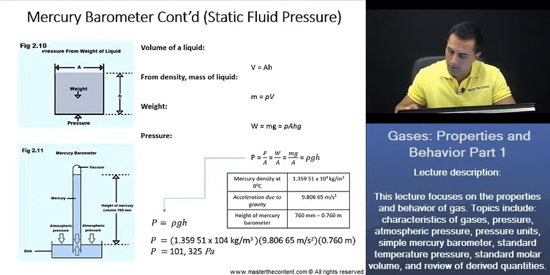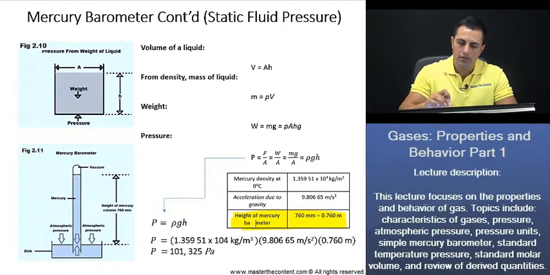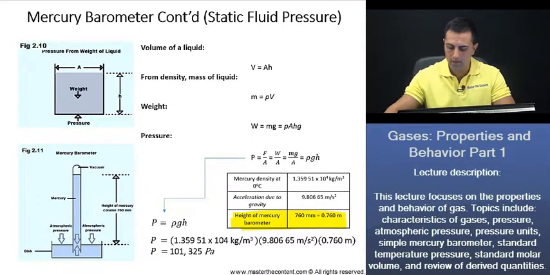Wonderful, and we left off right here with the height of the mercury barometer. We had found that to be 760 millimeters, or we could say 0.760 meters. To find the pressure exerted by the mercury column, we could use the following equation. All we would need is the density times the acceleration due to gravity and the height of the mercury barometer, and we have all three values here. Before we take a look at the answer, let's take a few steps back and see how we ended up here.